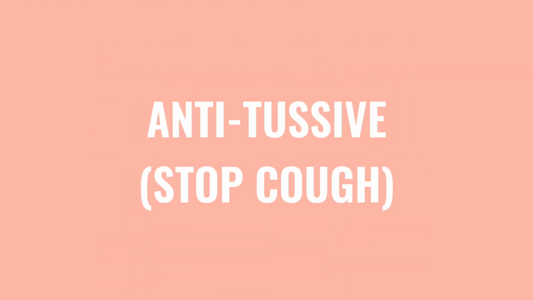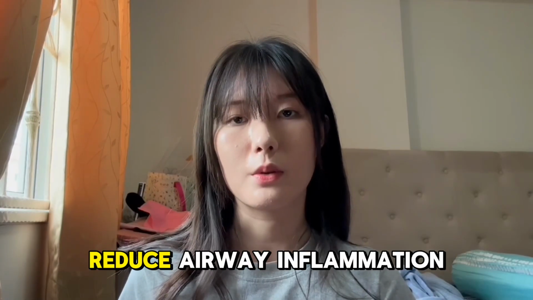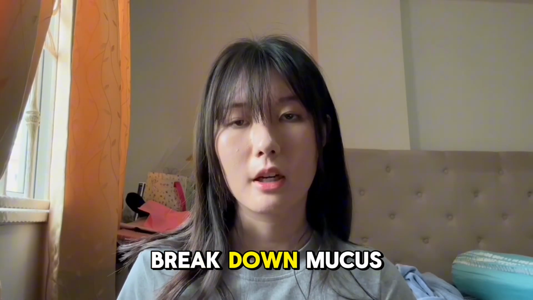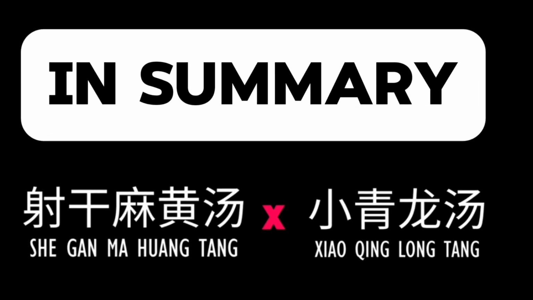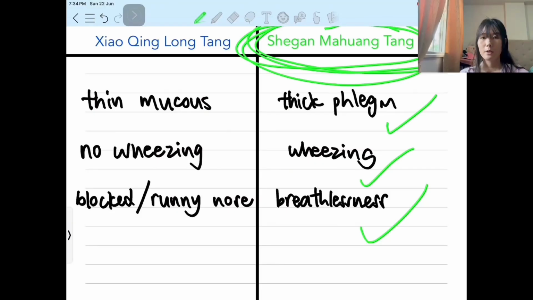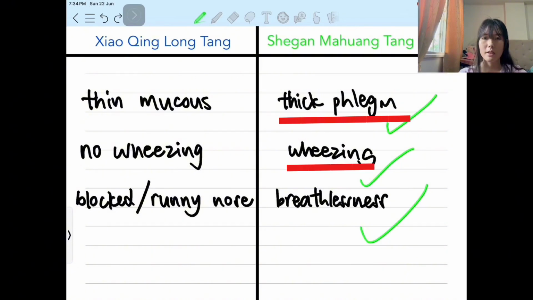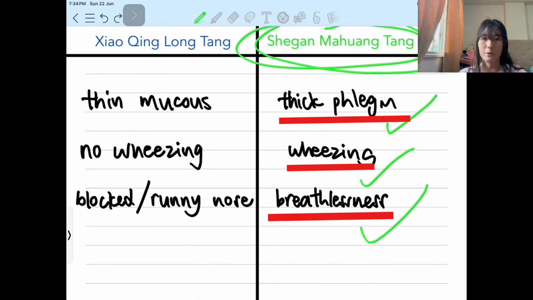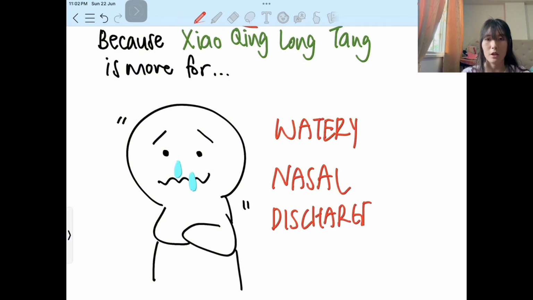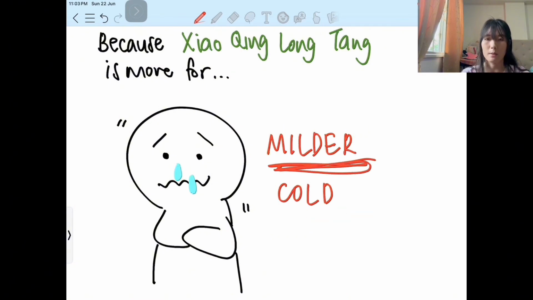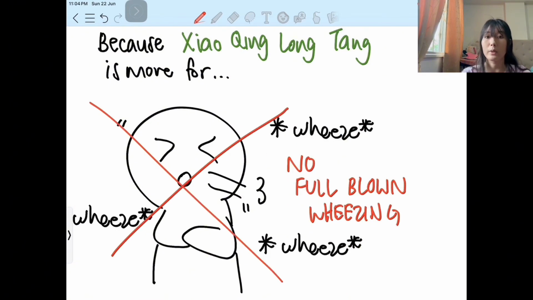To give you a brief summary, the herbs in Ma Huang Tang like 射干, 紫菀, and 款冬花 have anti-inflammatory, bronchodilating, and antitussive effects, which all help to reduce airway inflammation, break down mucus, and relax the bronchial muscles. If your symptoms include thick phlegm, noisy wheezing, and breathlessness, then Ma Huang Tang may be a better fit for you instead of Xiao Qing Long Tang. This is because Xiao Qing Long Tang is more suited for an early stage cold with watery nasal discharge and milder cold symptoms without a full-blown wheeze.